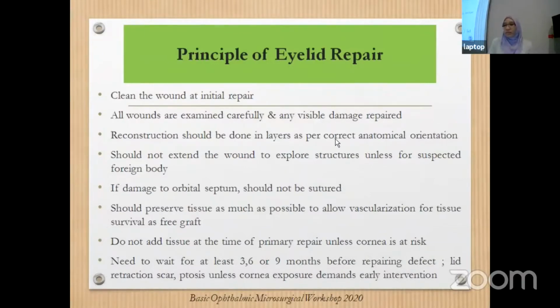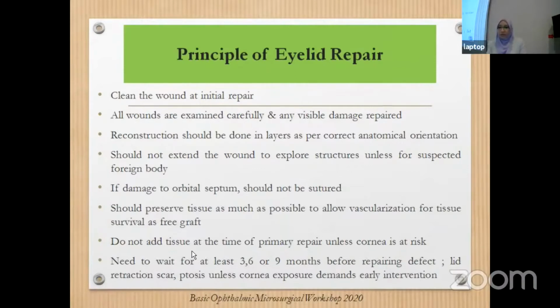Okay, follow the correct anatomical orientation. That's why the anatomy of the eyelid is very, very important. We should not extend the wound to explore the structure unless for a suspected foreign body. And if a foreign body is present, we need to remove it as much as we can. Okay. If there is damage to the orbital septum, it should not be sutured. And then we should preserve the tissue as much as possible to allow vascularization for tissue survival. Don't remove tissue unnecessarily. Okay. We try to save all the tissue.